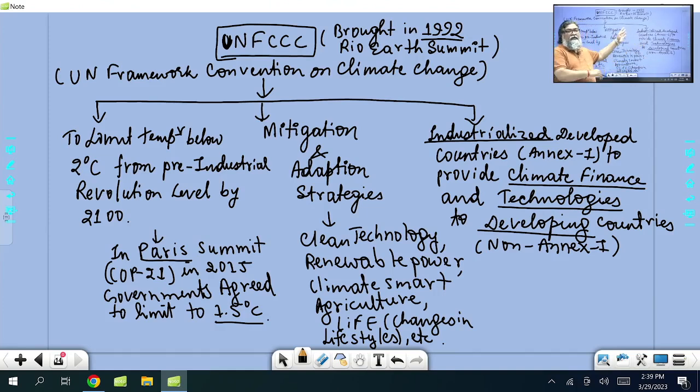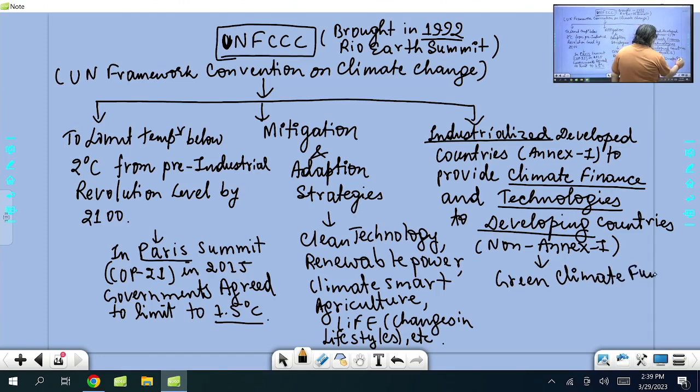It is mandatory under the Paris Agreement and the Climate Change Convention that funds and technology have to be given from developed countries to developing countries. So a Green Climate Fund, GCF, has been set up. Hundreds of billions of US dollars are given to developing countries so that they can adapt to climate change impacts. This is being talked about.